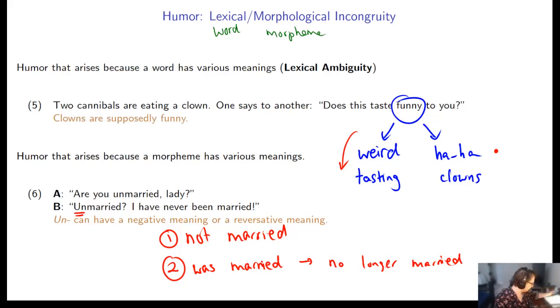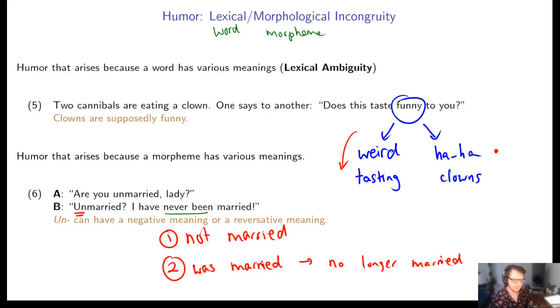Because you're expecting "are you unmarried" to mean single. And then instead, person B responds, "I have never been married," which is not what we expect them to say. Why is that relevant? Oh, it's because un has the second meaning, which is an extremely uncommon use of the word un in this circumstance, which is why I didn't get it. So that goes back to Deborah's question earlier. When you don't get a joke, does that mean you don't solve the incongruity? Yeah, I didn't solve that incongruity there because I just didn't get what the incongruity was.